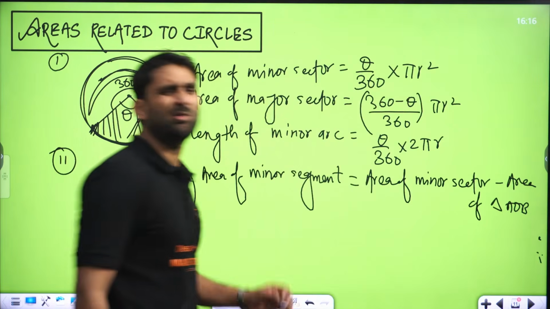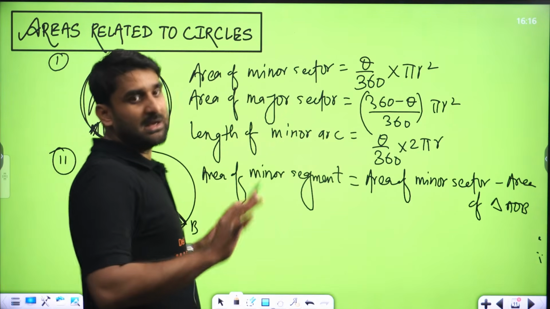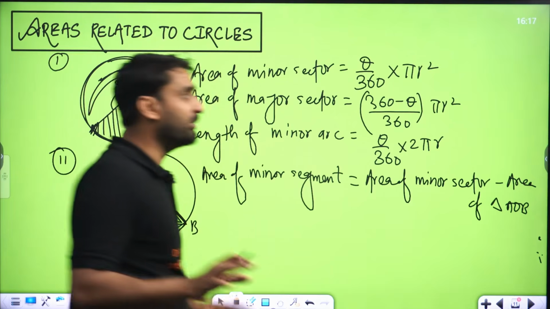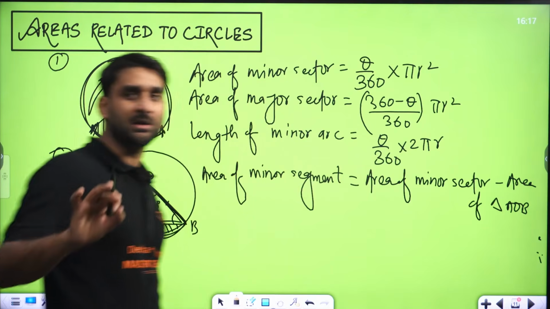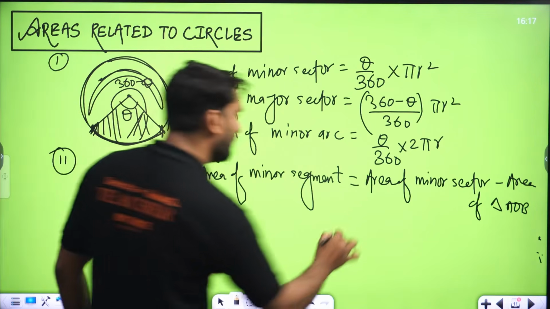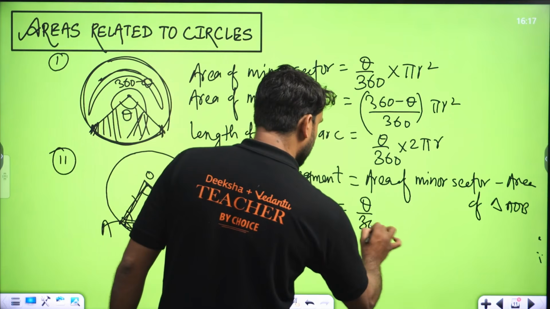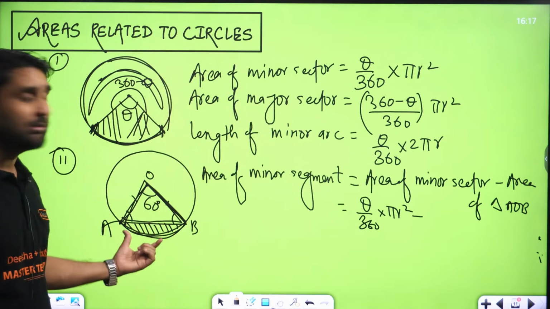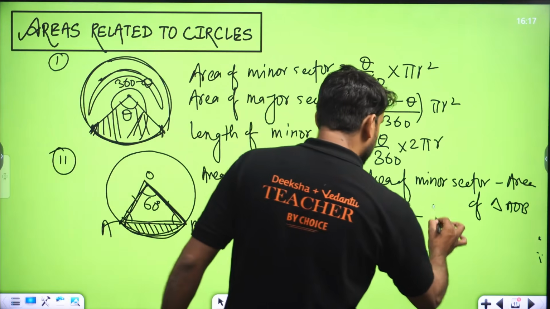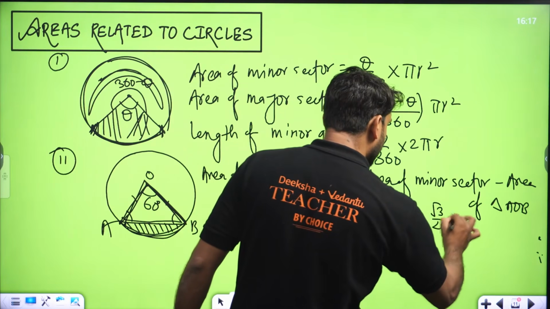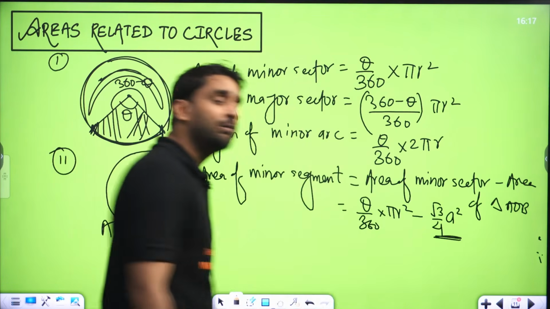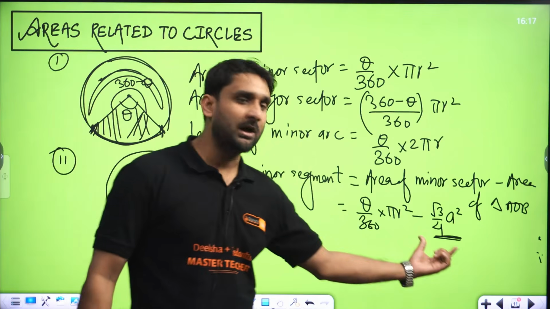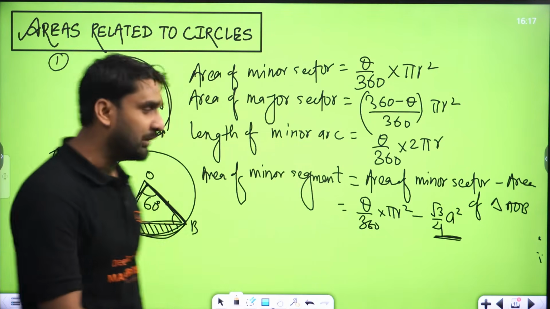In most of the cases, an equilateral triangle will be there, but any triangle can be there. So the formula 1 by 2 r square sin theta we can use. But in most of the questions, the equilateral triangle will be there. The formula will be theta by 360 into pi r square, the area of the sector, minus the area of the equilateral triangle. The area of an equilateral triangle will be root 3 by 4 a square. This is the formula of an equilateral triangle, so by using this formula we can find its area.